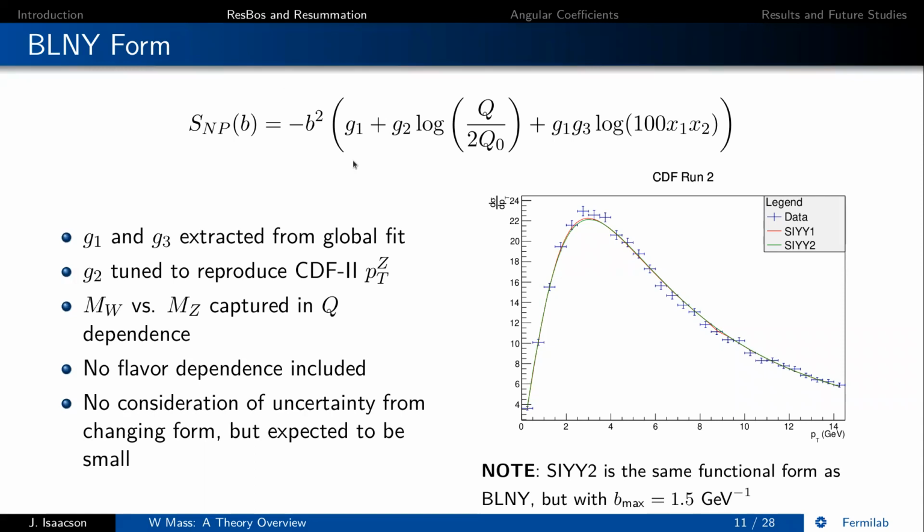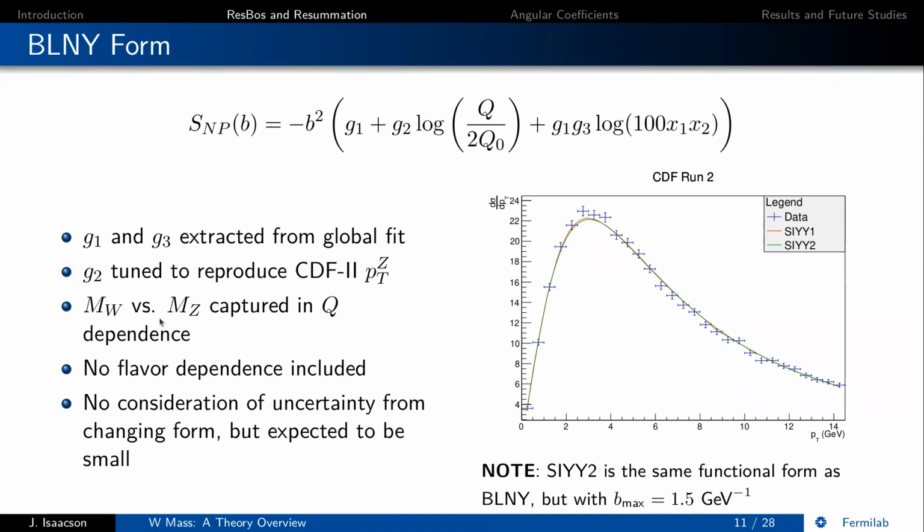The key point I want to draw your attention to is that for g_1 and g_3, what CDF does is leave those as what was extracted in the global fit done by the BLNY paper. However, they modify g_2 in the non-perturbative form and alpha_S at M_Z, tuning these values such that they can exactly reproduce the p_T^Z distribution. And this is going to be a key point that we come back to: CDF uses a data-driven method to tune the theory prediction. This is going to be key when we get to the effect of higher order corrections.